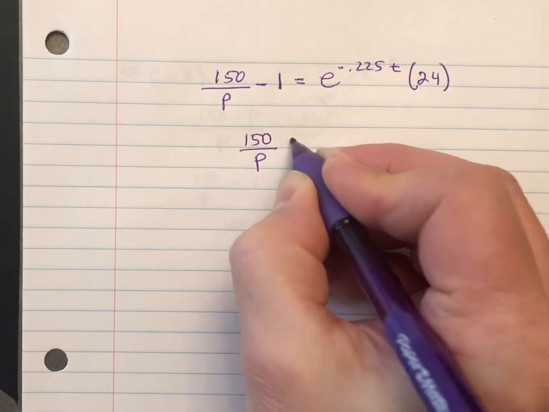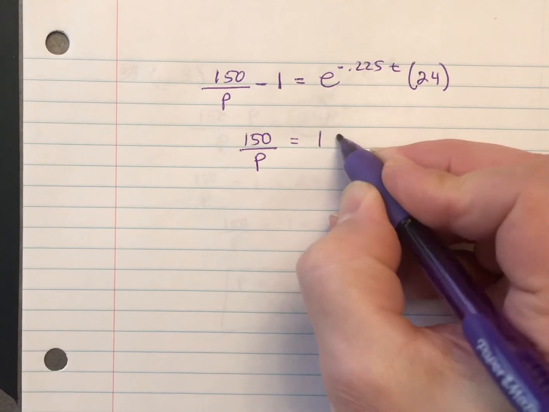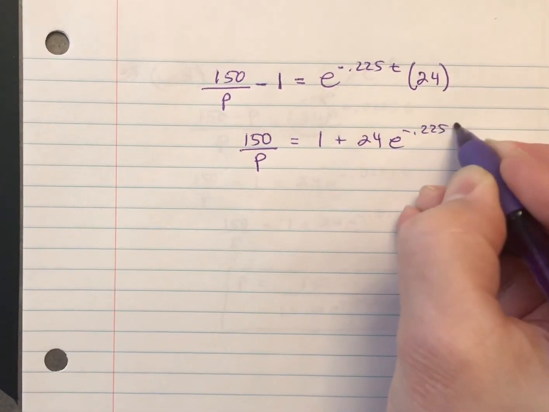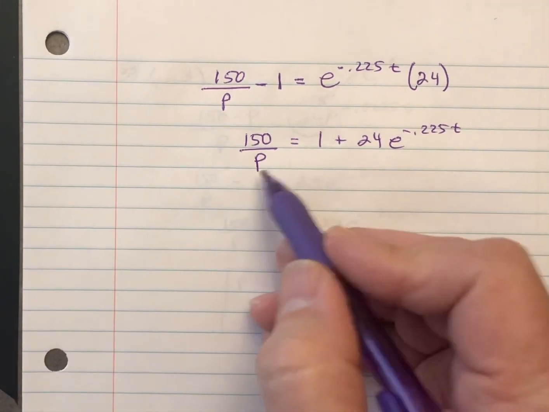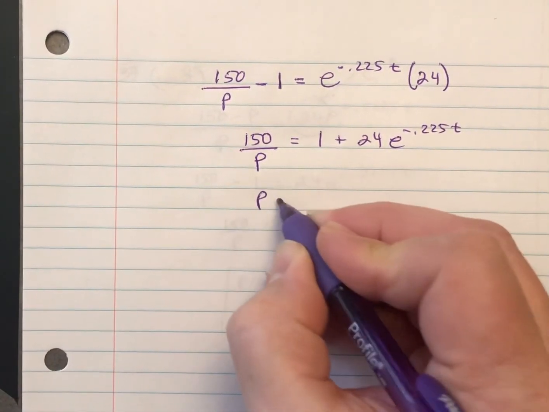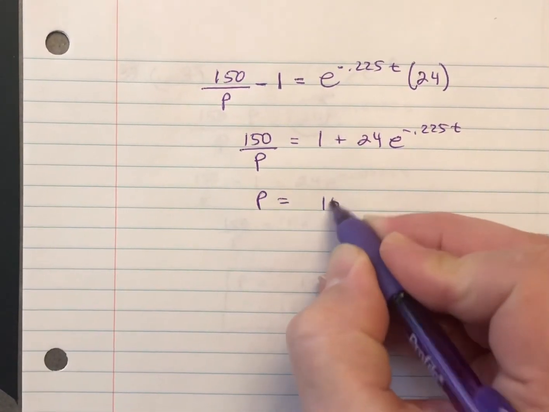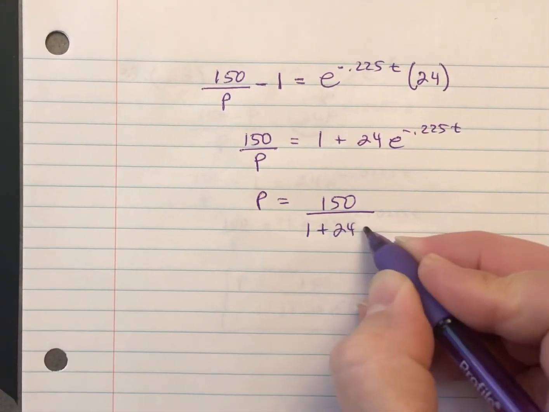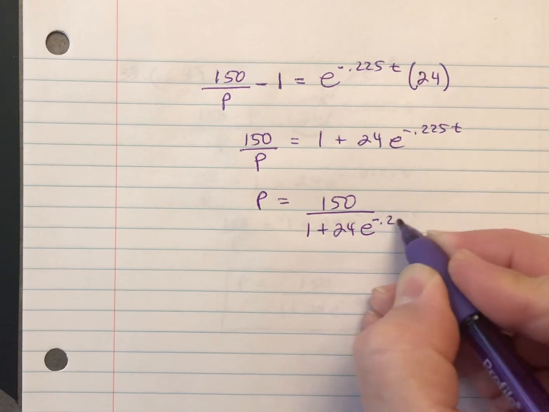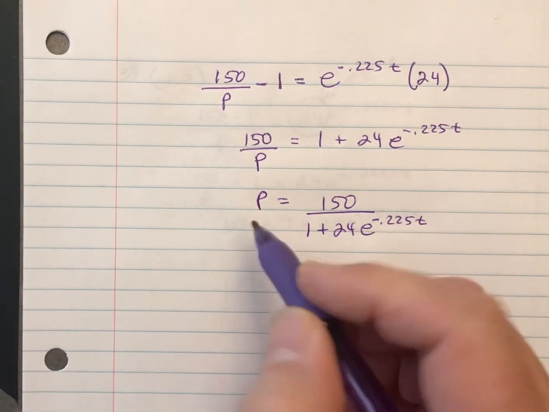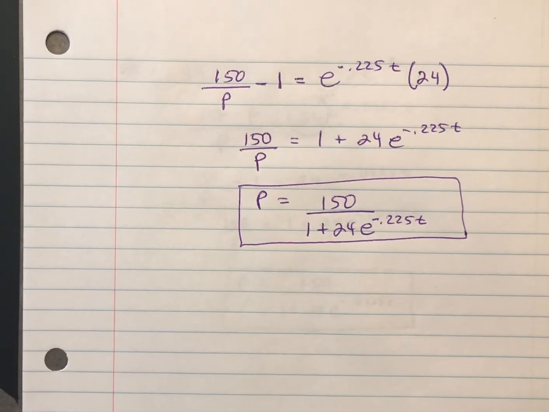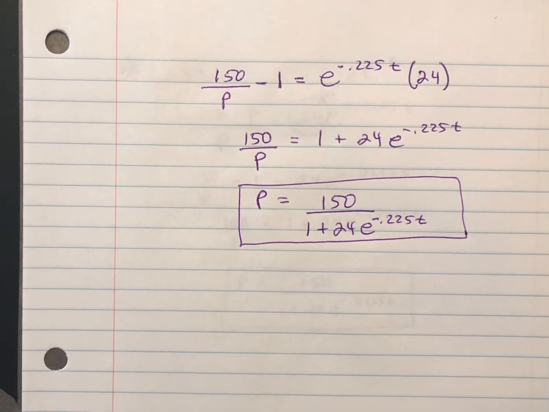150 over p equals 1 plus 24 e to the minus 0.225t. If I cross multiply and then divide, I end up with p equals 150 over (1 plus 24 e to the negative 0.225t). And that's the equation they give you in problem number 33.